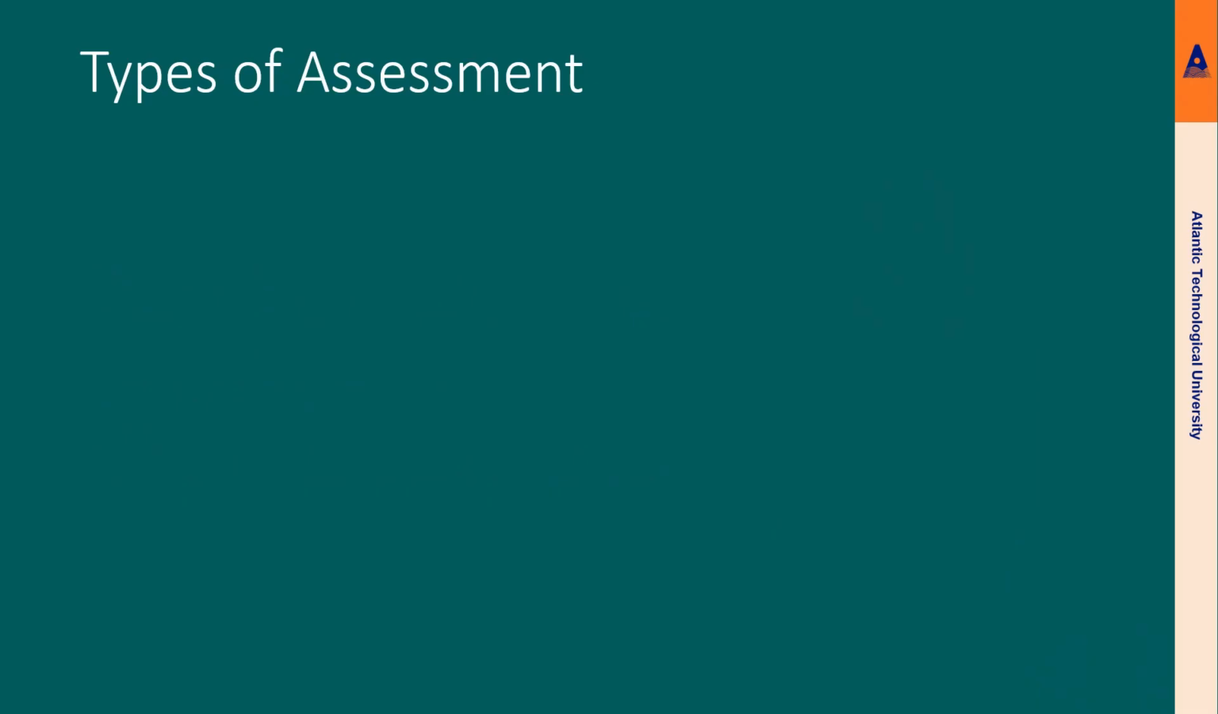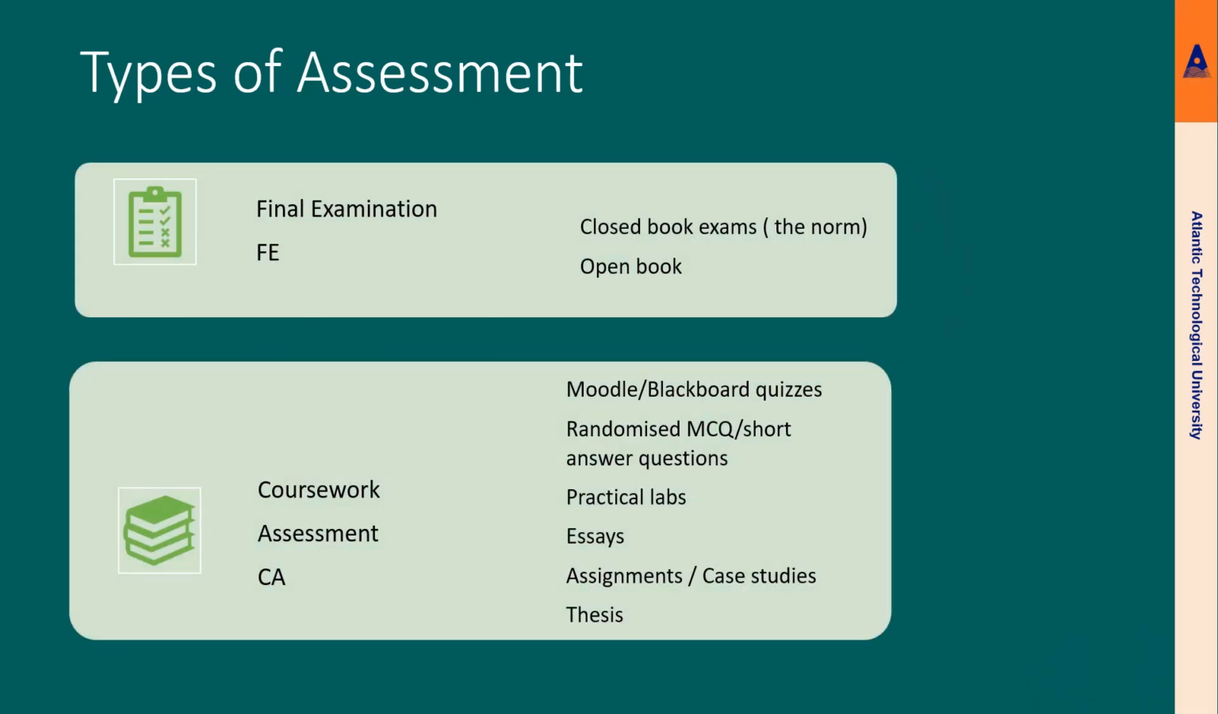So the types of assessment are divided into two types. There's a final examination, that's your traditional exam in an exam hall with an invigilator. They're generally closed book, which means you receive an exam paper and a script. You just bring in your own pens and then you write the exam in a limited time period. Occasionally, exams are open book and you can bring in some prescribed materials to help you with the exam.